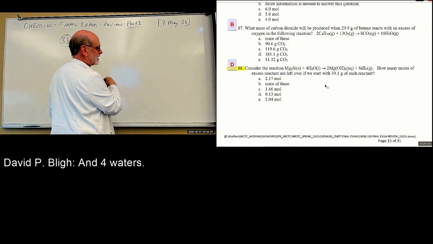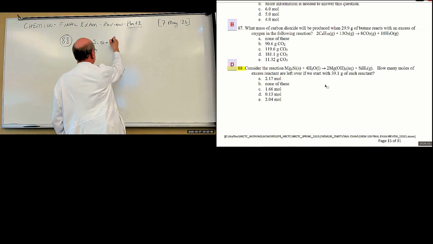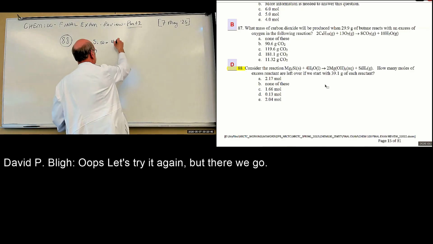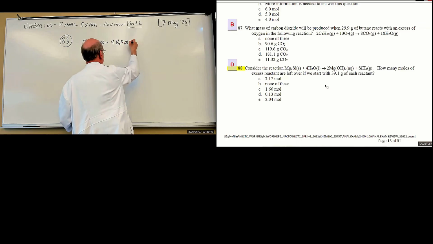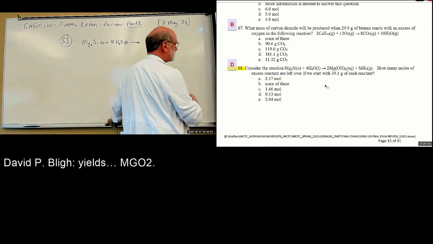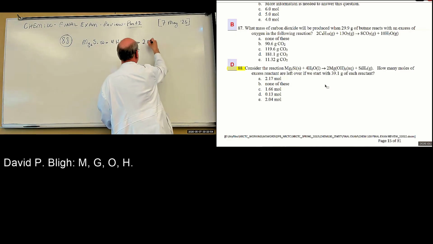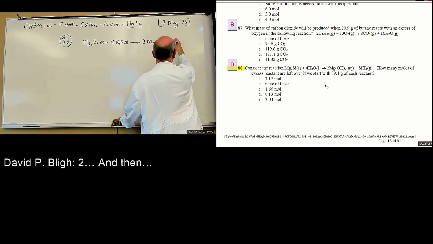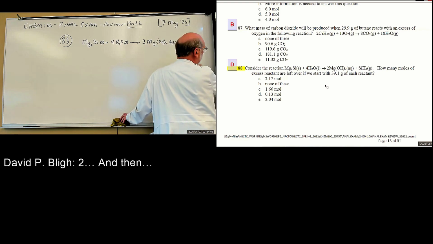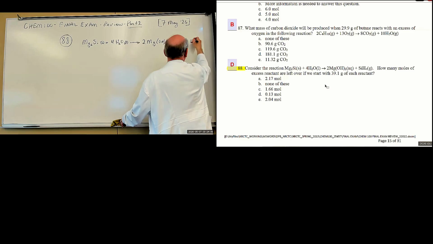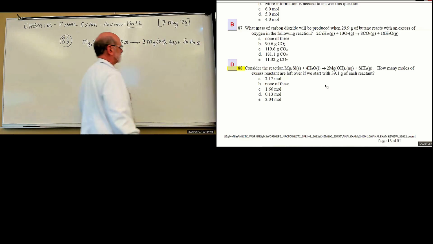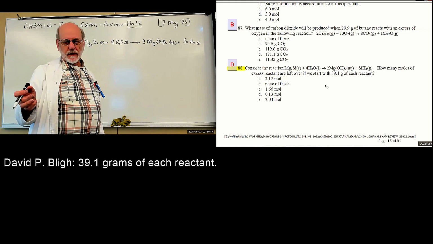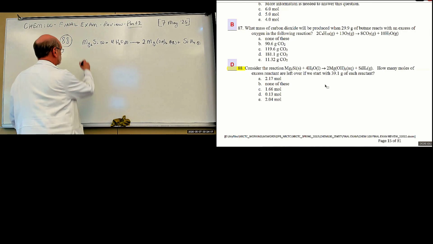Okay, and 4 waters. Oops. Let's try it again. There we go. Yields Mg(OH)2. And then there we go. All right. What are we given? 39.1 grams of each reactant.